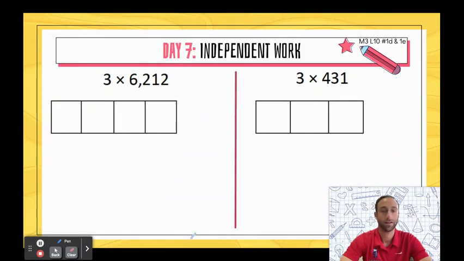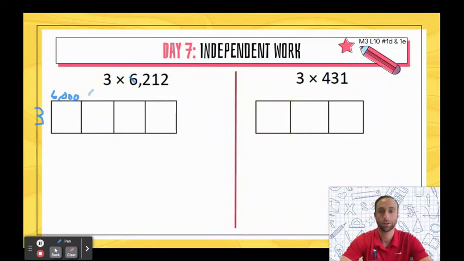All right, so let's take a look at these two problems here. Some different things I'm noticing: I got 3 times 6,212. That's a 4 by 1 digit number. All right, so let's set this up the right way using the area model. I'm going to multiply each box in my area model by 3. Here I have 6,000. So that's taken care of.